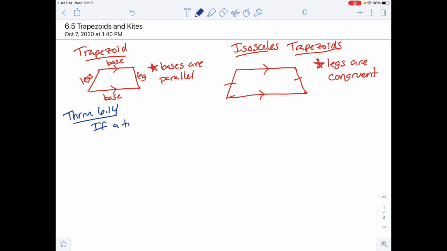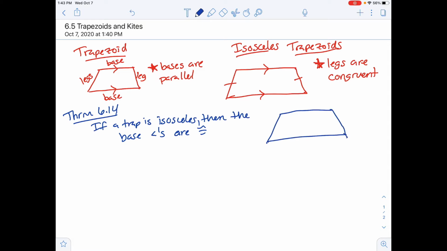We know if a trapezoid is isosceles, then the base angles are congruent. An easy way for me to remember that is if I draw that isosceles trapezoid over here, if these are my bases, I know the angles that are lying on the same base are going to be equal. So these two are equal, and then these two up here are equal because they're lying on the same parallel line. So my base angles are congruent. What else do we know?